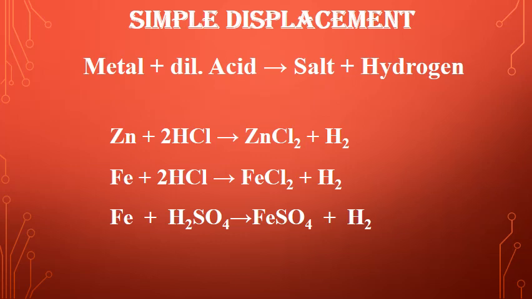So how does it happen? Zinc reacts with hydrochloric acid, giving us zinc chloride and hydrogen. Iron reacts with hydrochloric acid, giving us ferrous chloride and hydrogen. Please remember, all the acids which we are using here are dilute hydrochloric acid, or dilute acid rather. Even iron reacts with sulfuric acid, giving us ferrous sulfate plus hydrogen.